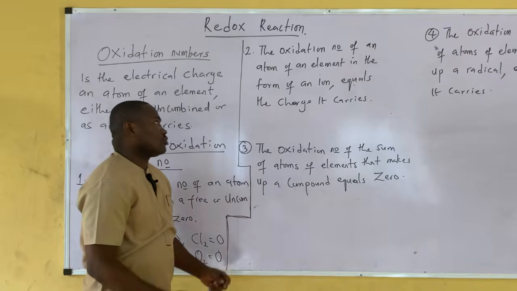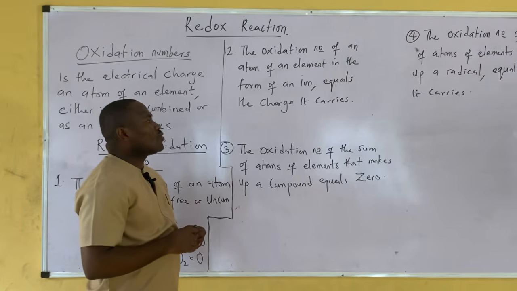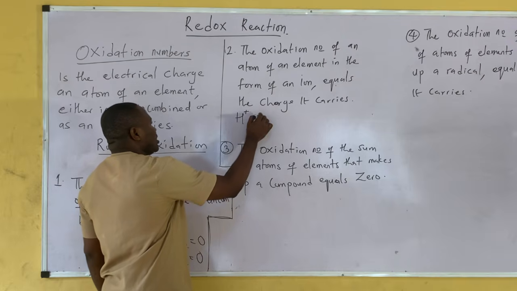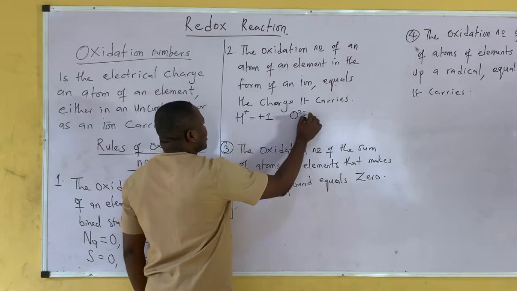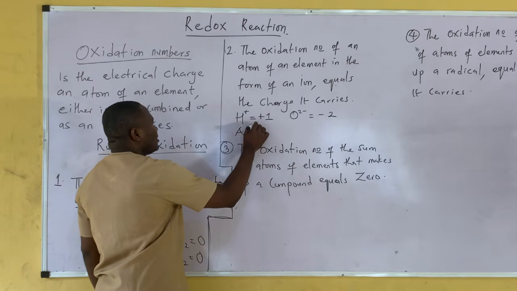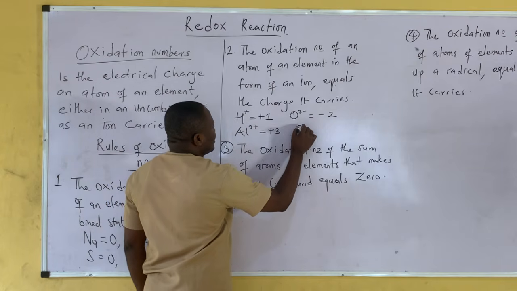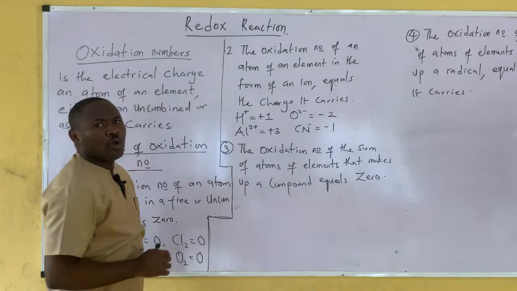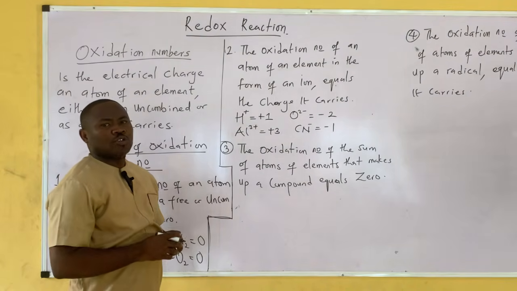Now look at number 2. It says the oxidation number of an atom of an element in the form of an ion equals the charge it carries. So if I have something like H+, it means the oxidation number is equal to plus 1. If I have O2-, it means the oxidation number equals minus 2. If I have Al3+, it means oxidation number equals plus 3. If I have Cl-, it means oxidation number equals minus 1. So once I have an ion, the oxidation number equals the charge on the ion.